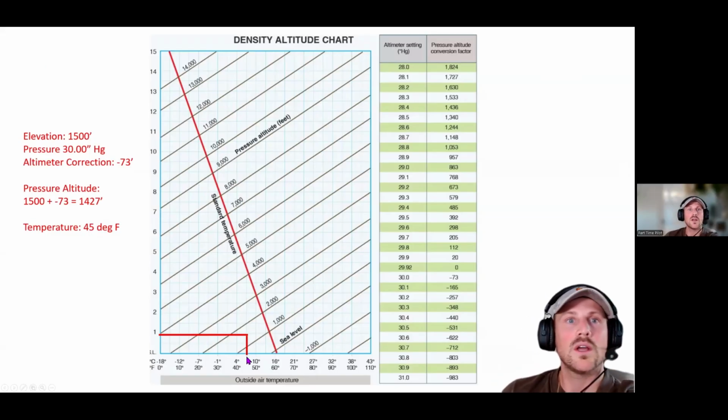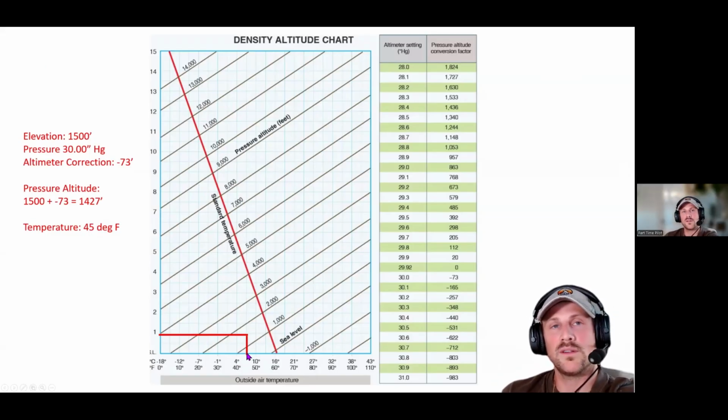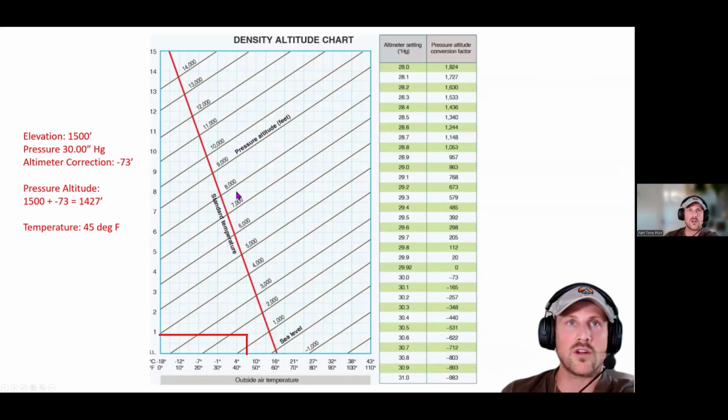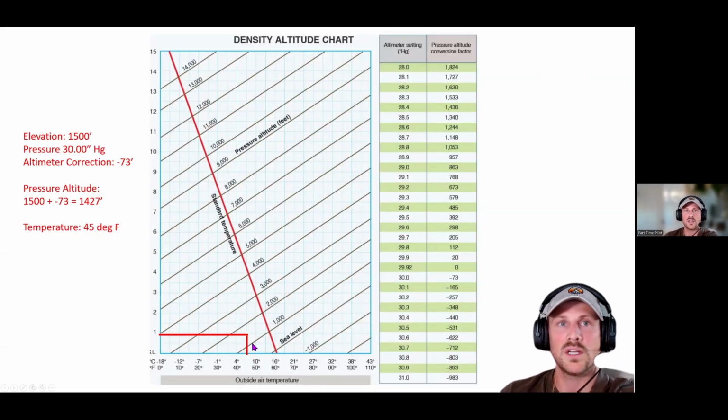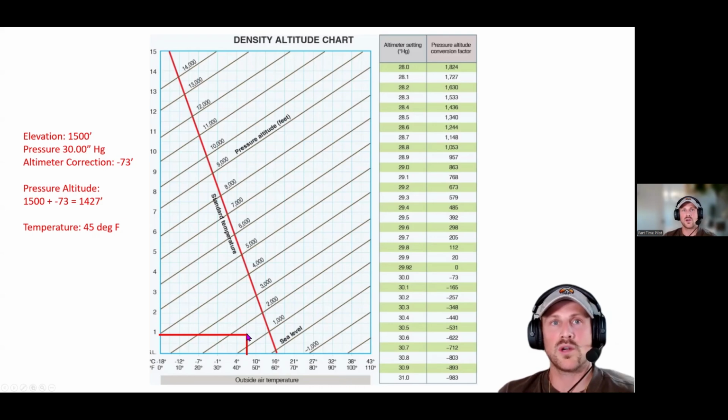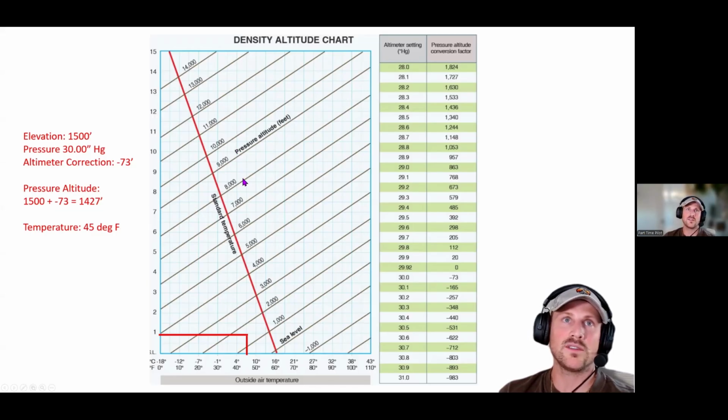All right. So down here, we find 45 degrees and we draw a line. You can draw it all the way up if that's easier for you. But basically, we're going to draw it up until we meet our pressure altitude line. Now, our pressure altitude lines are these diagonal lines. And you can see they're 8,000 here, 7,000 feet of pressure altitude here, 6,000, 5,000. So ours is 1,427. Okay, so about 1,400.